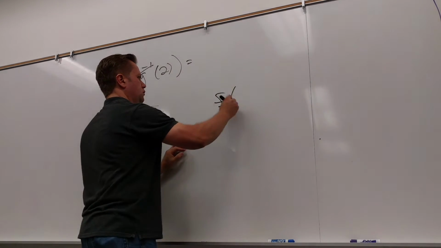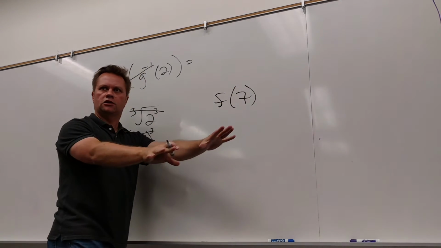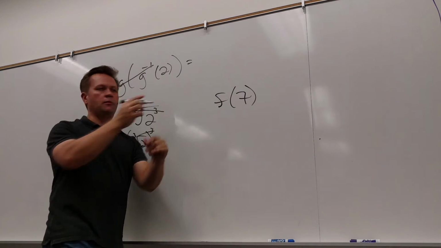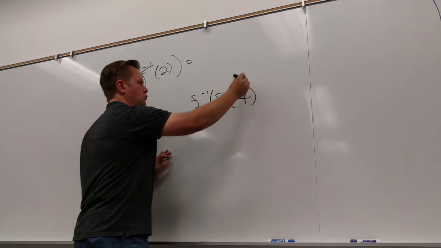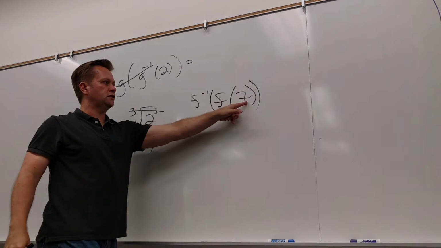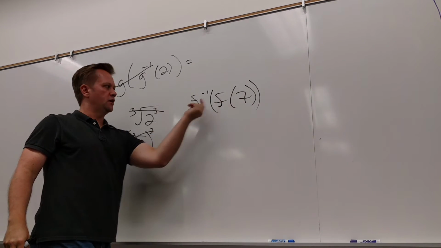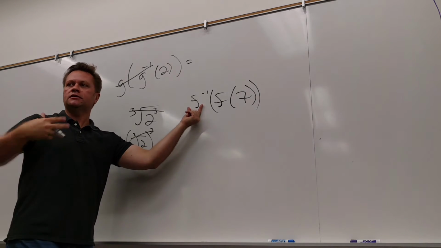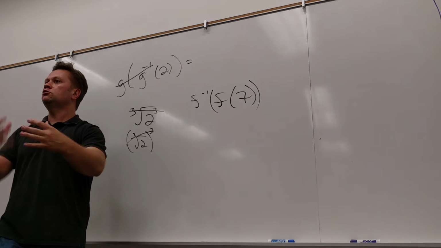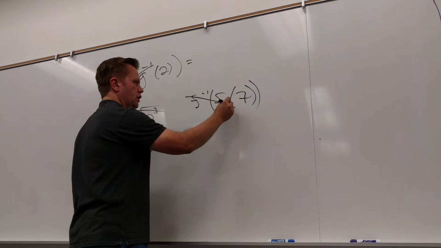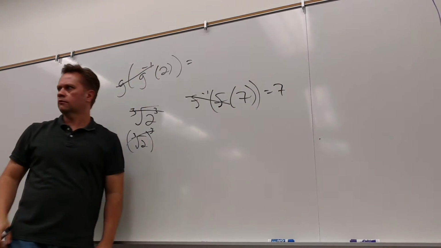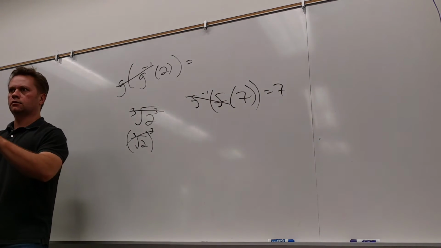So f wants to do something to 7, and it does it to it. What does it become? It almost doesn't matter if I immediately undo what I just did. So it was 7, it became something else. This is going to make it become 7 again. It's going to undo what was done. So that's why these kill each other. 7, for example.